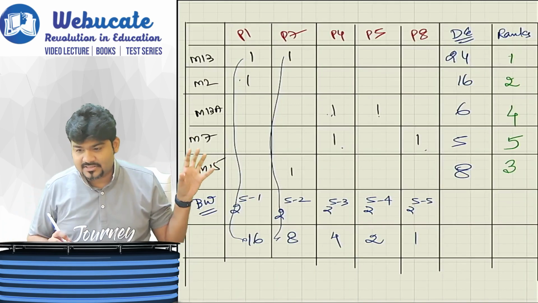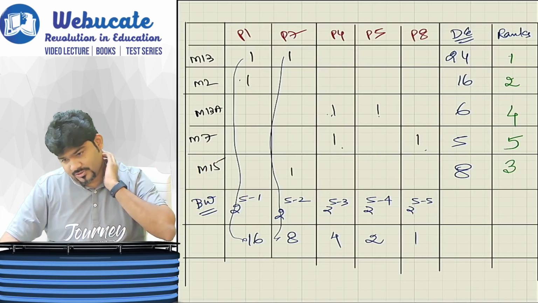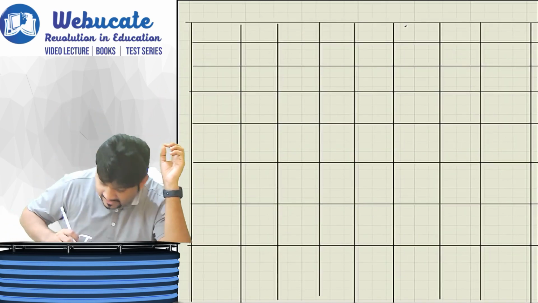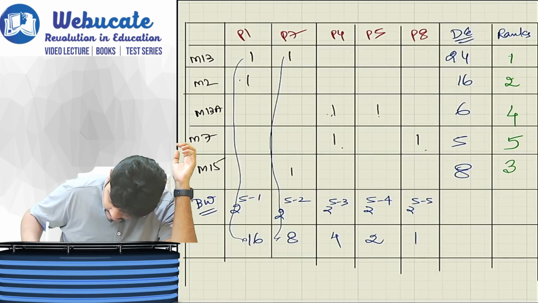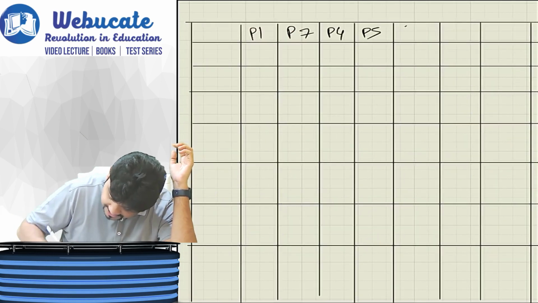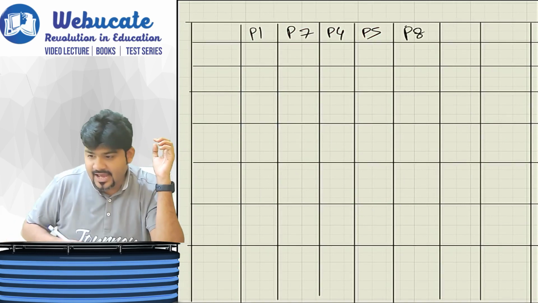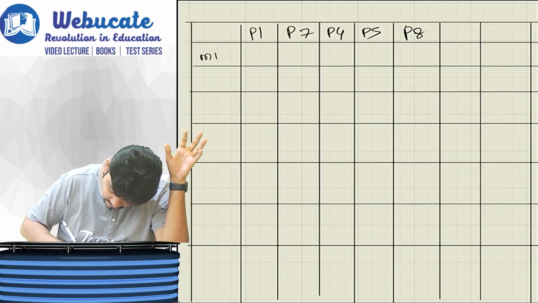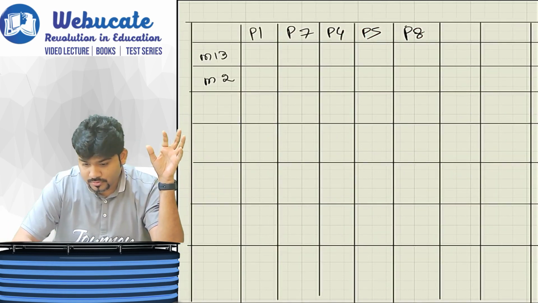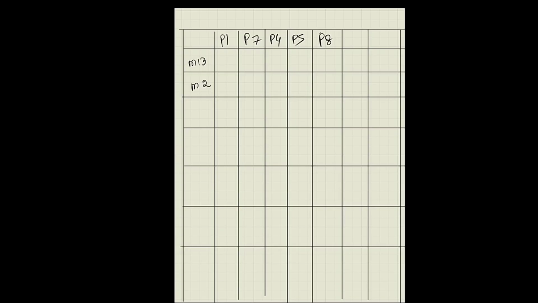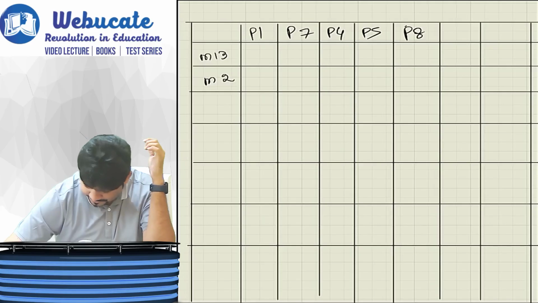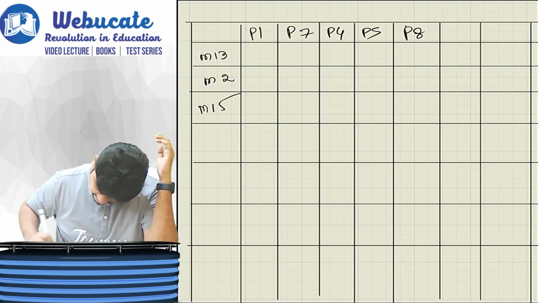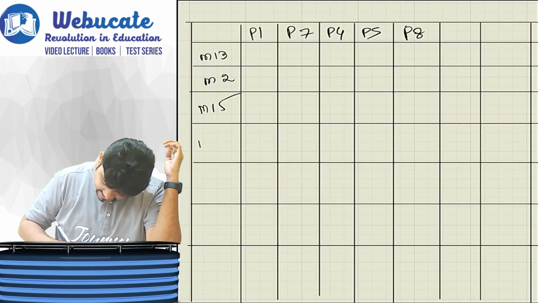Alright. Now look at the ranks. Your ranks will decide what is going to change, what is not going to change. So ranks is for the row, which is M. So P1, P7, P4, P5, P8 will remain as it is. M, this will change. M13, M2, then third rank is M15, M13A, M7.